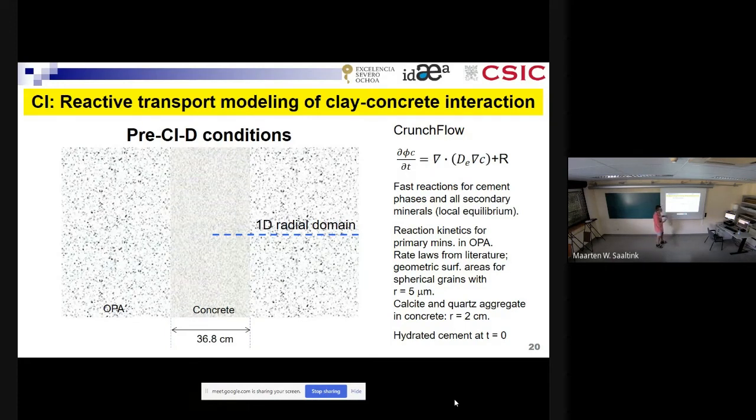So for that we need a modeling study. In this case, it's not just transport, but we have reactive transport. We have chemical reactions in the model as well. The setup will be like this. We have the central borehole filled with concrete inside the Opalinus Clay. Given this geometry, we can do a 1D domain with symmetry around the borehole axis.